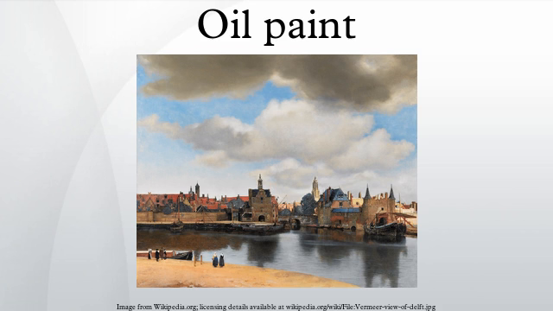Oil paint is a type of slow-drying paint that consists of particles of pigment suspended in a drying oil, commonly linseed oil. The viscosity of the paint may be modified by the addition of a solvent such as turpentine or white spirit, and varnish may be added to increase the glossiness of the dried oil paint film.